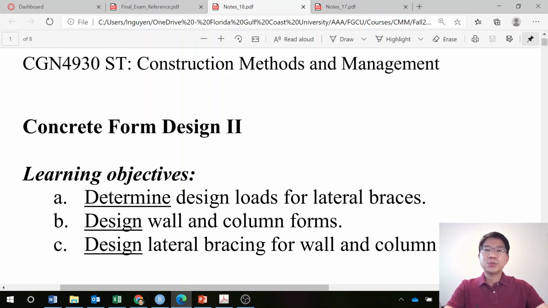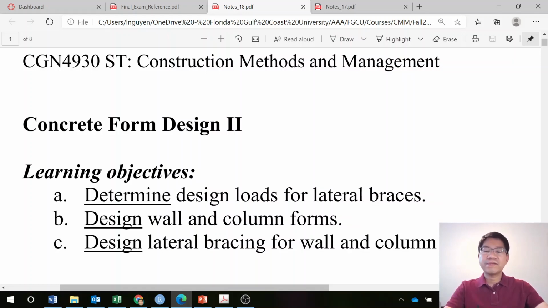Concrete form design 2, and we have 3 learning objectives: determine design load for lateral braces, design wall and column forms, so basically the vertical forms, and then design lateral bracings for walls and column forms. So let's discuss B, design wall and column forms, first.